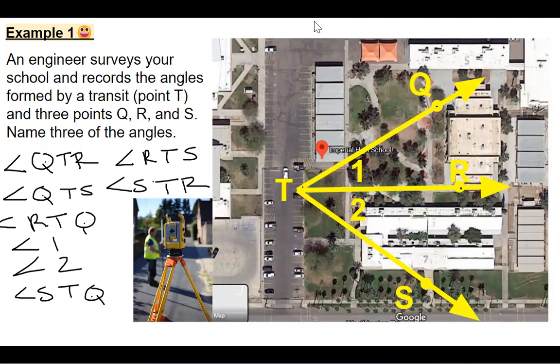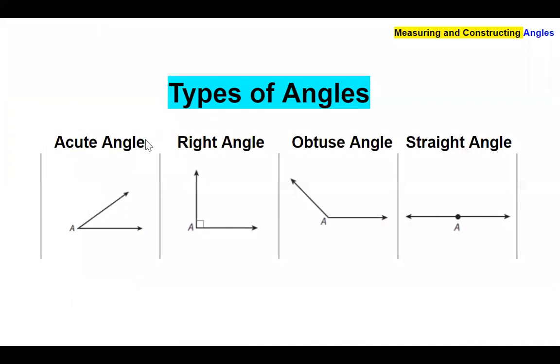Now that we were able to identify how to name an angle, we're going to go ahead and identify the types of angles. Copy your 4 types. The 4 types. No problem.